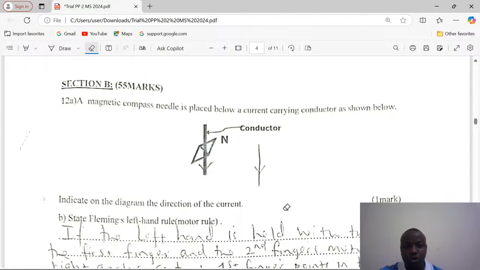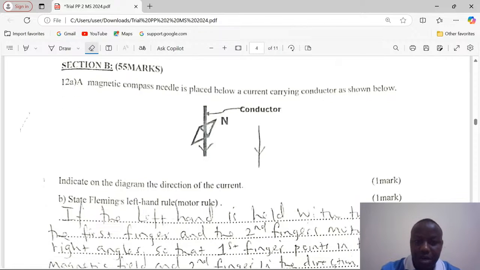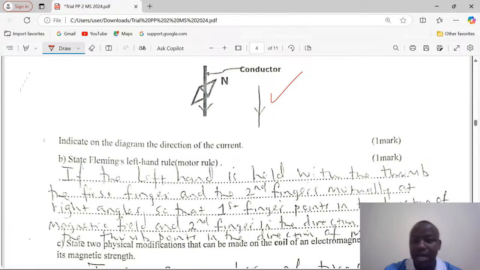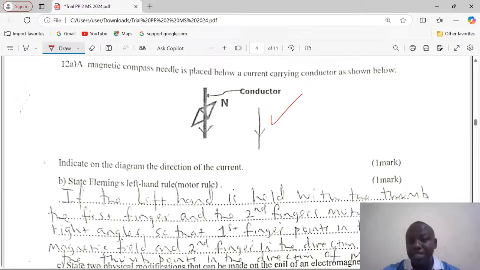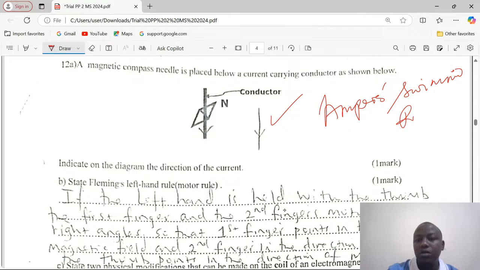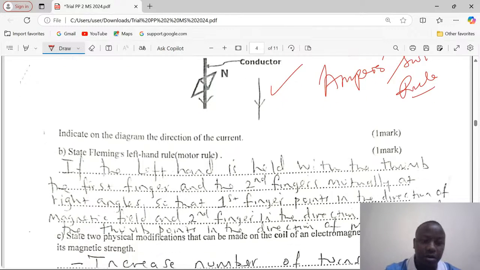12. Part A. A magnet compass needle is placed below a current carrying conductor, as shown. Then we are told to draw to show the direction it will be moving to. You can use Ampere's swimming rule.